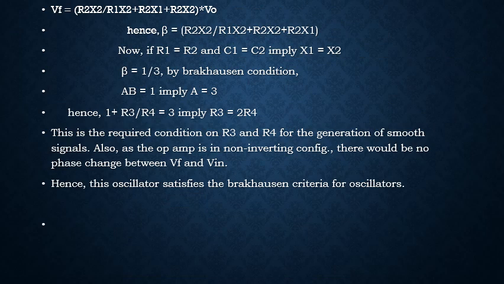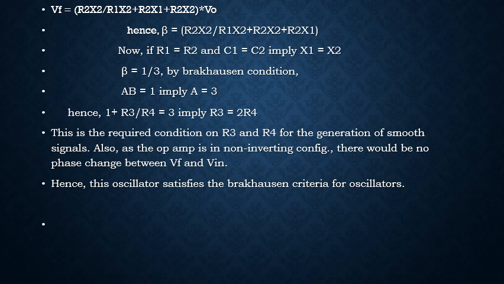Now the value of beta at resonance will be R2X2 upon R1X2 plus R2X2 plus R2X1. If we take R1 equal to R2 and C1 equal to C2, the value of beta comes out to be 1 by 3. And by Barkhausen condition, A beta equals 1, implying the value of A will come out to be 3. Hence for sustained oscillations, 1 plus R3 by R4, that is A, should be equal to 3. This means that R3 equals 2 R4. This is the required condition for R3 and R4 for the generation of smooth signals.